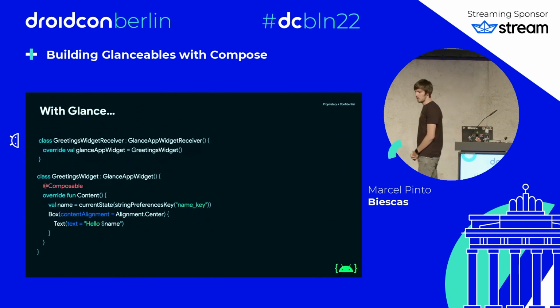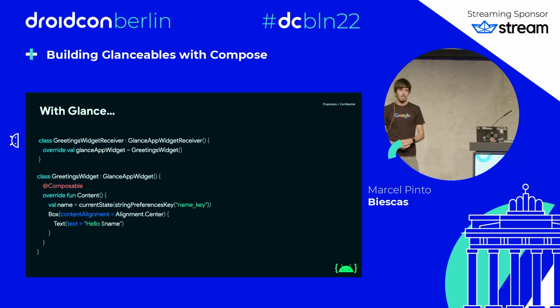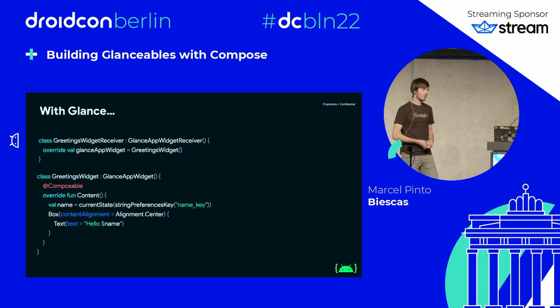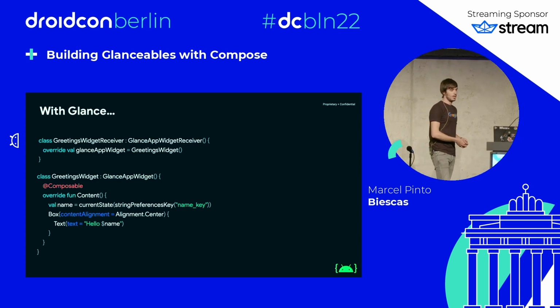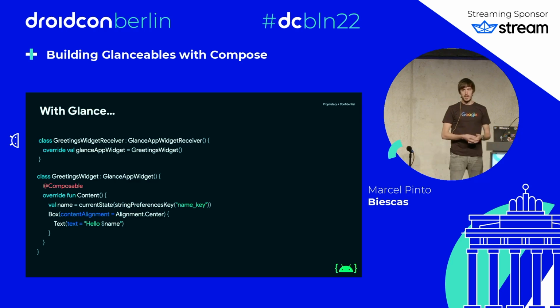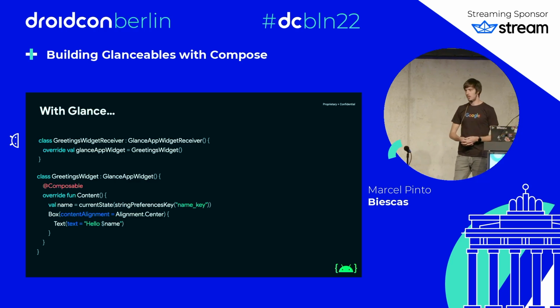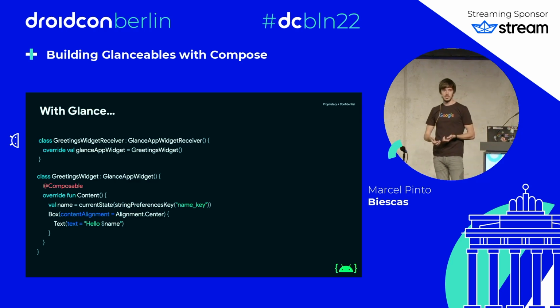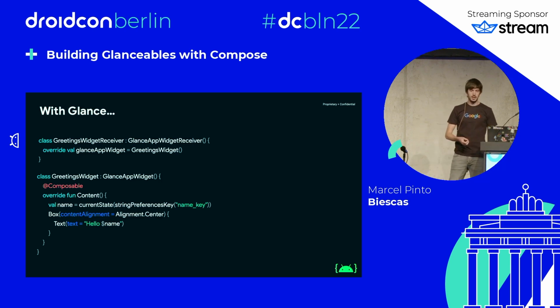So now let's take a look at the same example, but how we could build it with Glance. We still need to define our provider to connect with the system events and tell it that we have a widget. But in this case, the Glance framework handles all the lifecycle events and everything for you. So you actually only need to provide the instance of the GlanceAppWidget that you want to use.